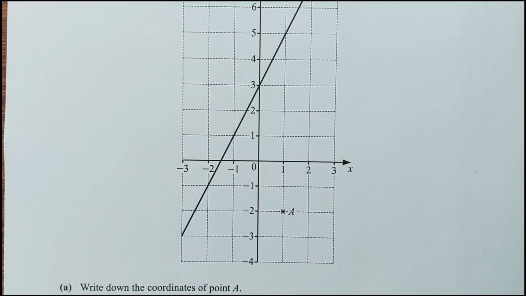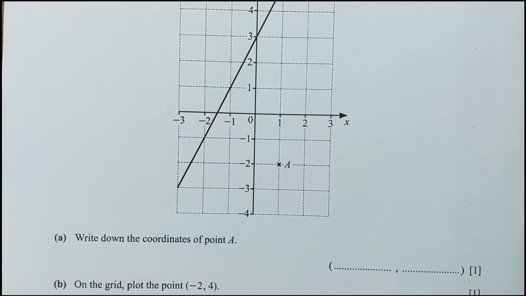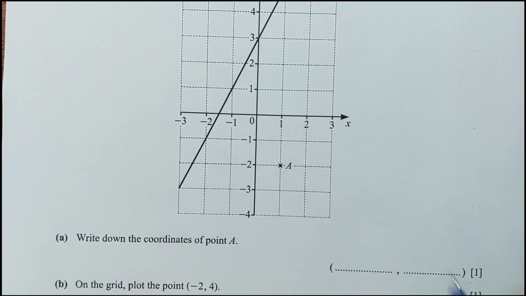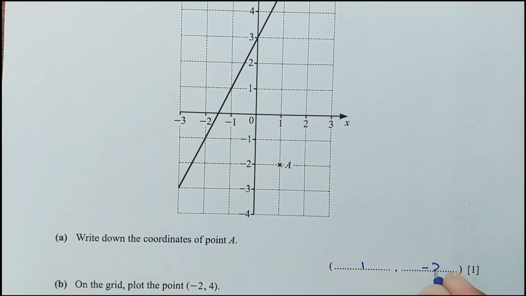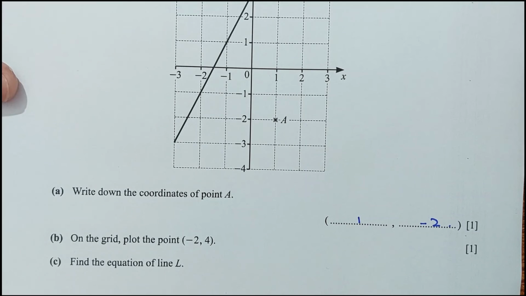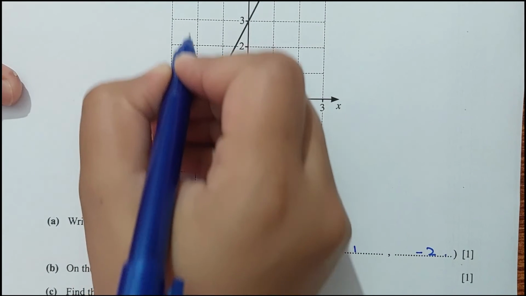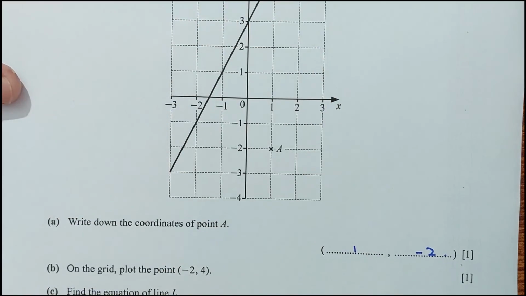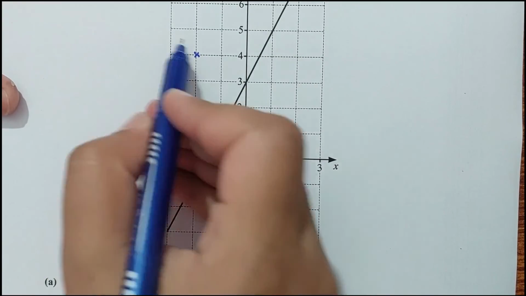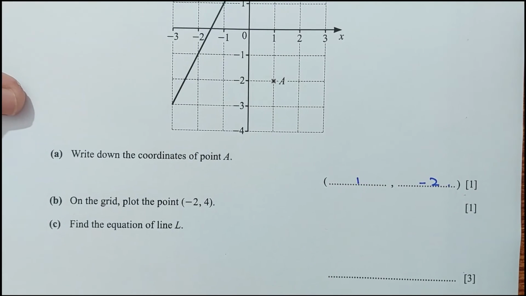Question number 22, point A and the line L are drawn on the grid. Okay, there's a point A and a line L. Part A, write down the coordinates of point A. The coordinates of point A is 1 and -2. Right, now for part B on the grid, plot the point -2 and 4. X is -2 and Y is 4. This is the point -2 and 4.